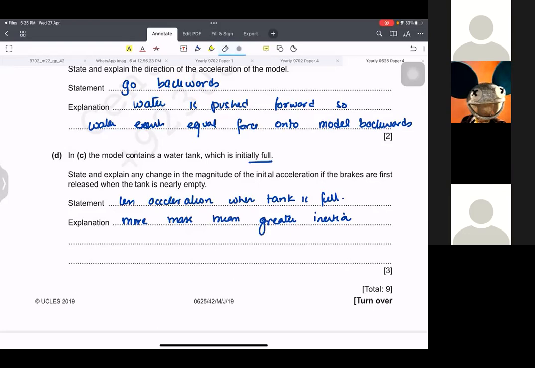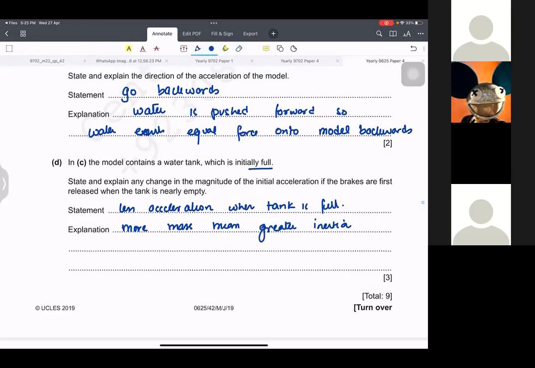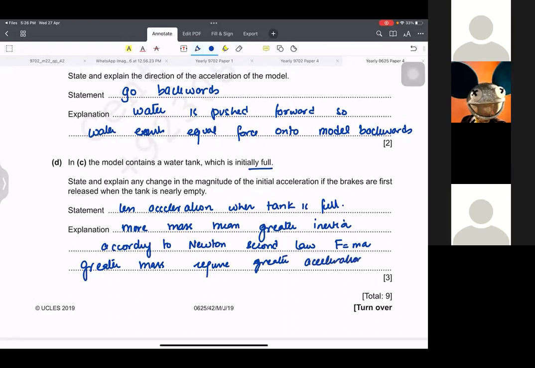So we can also write about the second law. So according to Newton's second law, F equals ma. Greater mass requires greater force for the same acceleration. Is it clear, everybody? The statement I wrote is that when the tank is empty, there will be less inertia, is it right? Less inertia. Yeah.